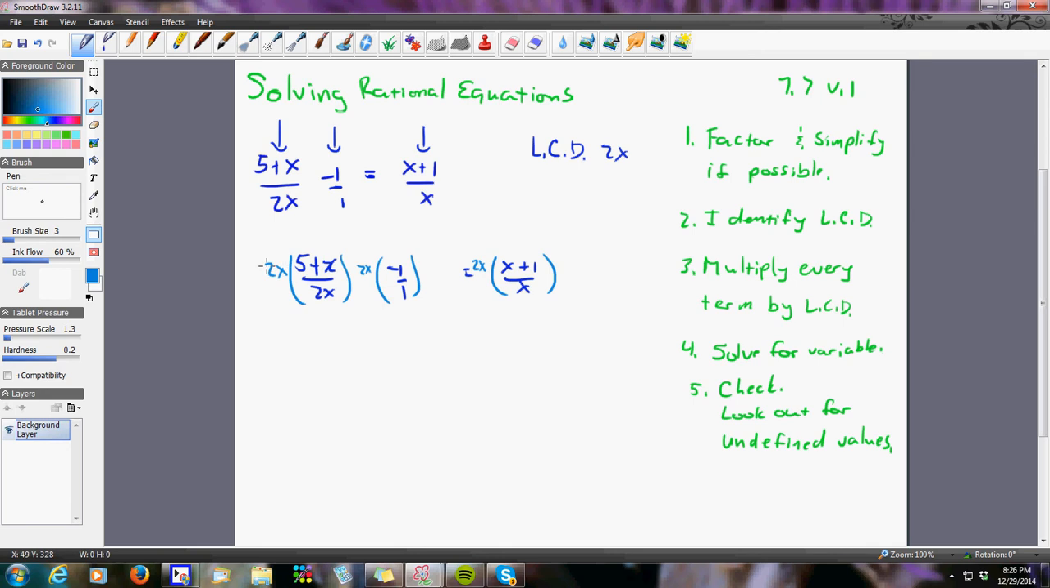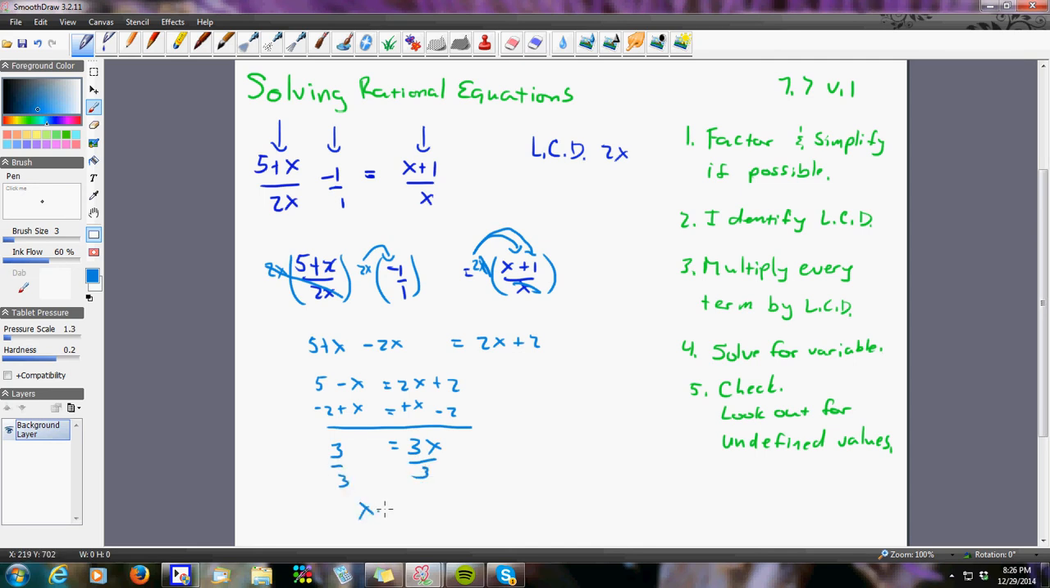After I do that, this 2x and this 2x are going to cancel out, and I'm going to be left with 5 plus x. 1 goes in 2x times, so I multiply that and get minus 2x equals, here this x will go out with that, so then I distribute my 2 with each term, and I get 2x plus 2. I'm going to combine like terms. I get 5 minus x equals 2x plus 2. I'm going to add x to both sides and subtract 2 from both sides simultaneously. I get 3 equals 3x, divided by 3, x equals 1.